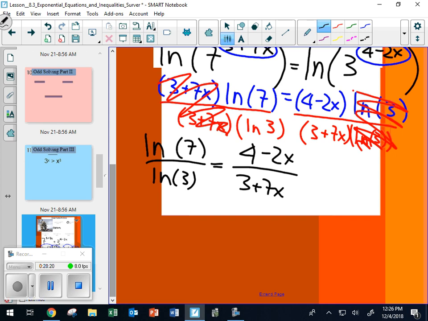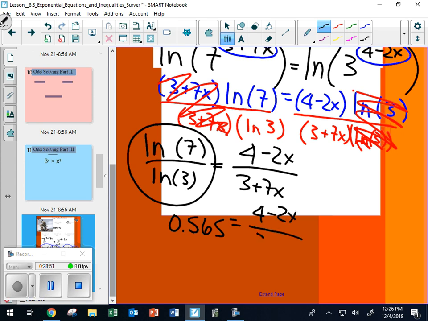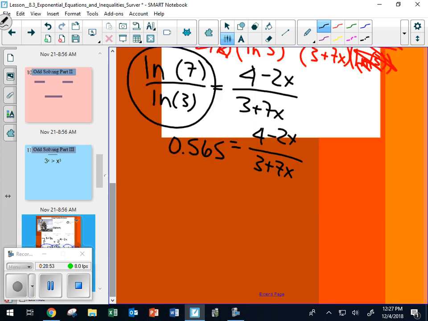For our next step here, row 5, person 5, would be Becca. So we've simplified the natural log of 3 to 0.565. So we have calculated the natural log of 7 divided by the natural log of 3, and we got this decimal here. And if we have this decimal, now we want to figure out what to do next.